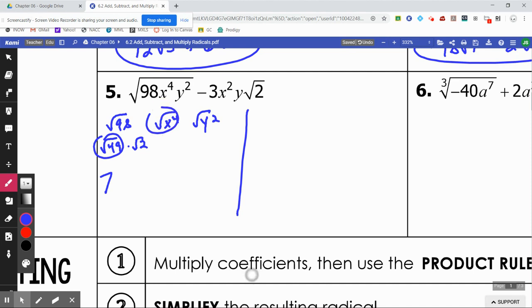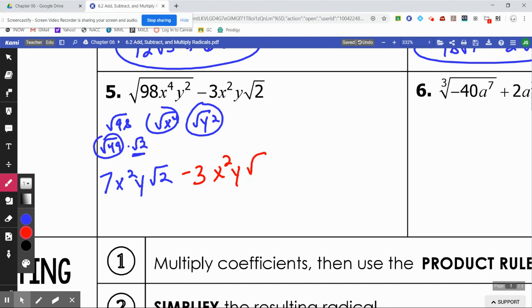So I have a 7 here. Square root of x to the fourth is x squared. Square root of y to the second is y, and we're going to leave the 2 under the radical. Now the other one, let me change colors here. Well, it's already simplified: minus 3x squared y root 2.